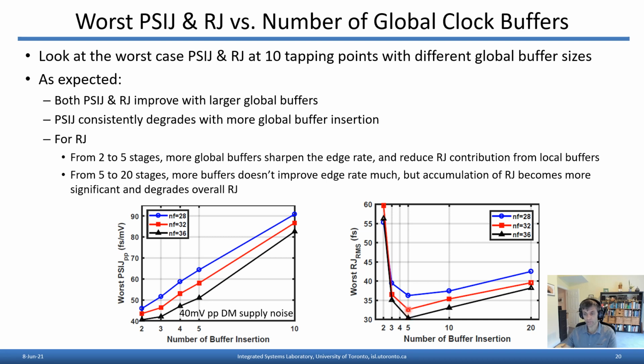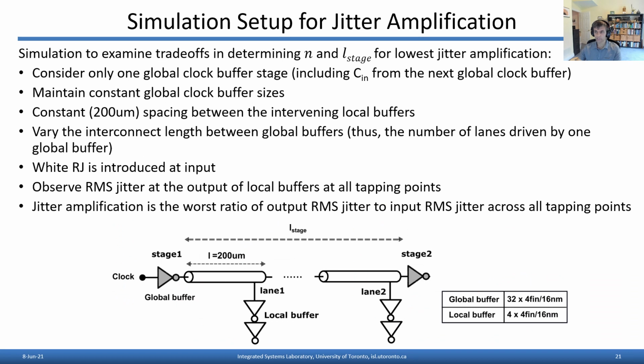But if we go further and start introducing even more buffers, 10 and 20 buffers, adding those extra buffers doesn't really improve the edge rate much. But now we've just got more buffers, each one accumulating a little bit of uncorrelated RJ. So we've got that square root n dependence as we see the accumulation of more RJ across more buffers. So there's kind of a sweet spot here for RJ. But again, in a lot of cases, the RJ introduced by the buffers themselves is less than other sources of jitter. Next, we want to look at jitter amplification.